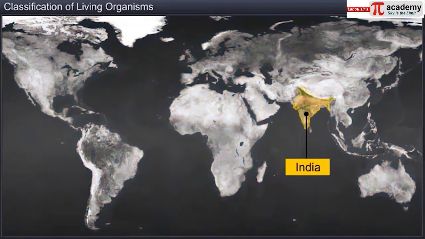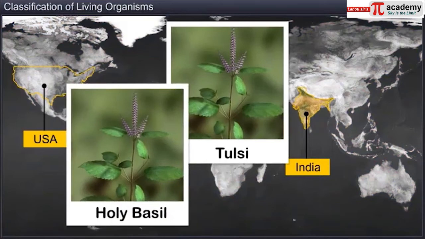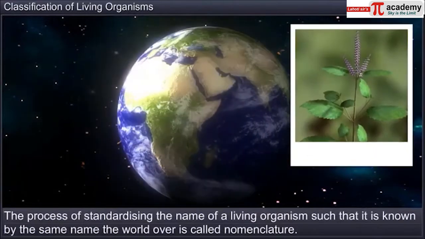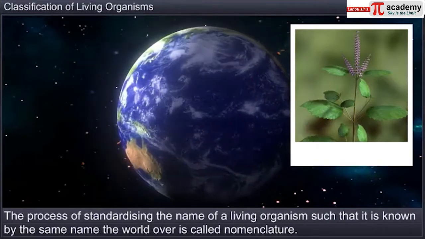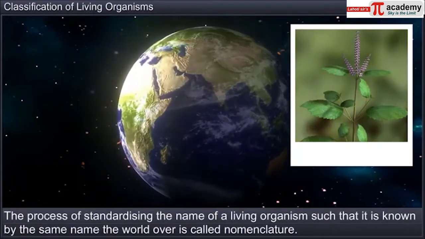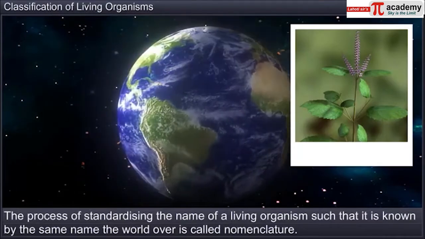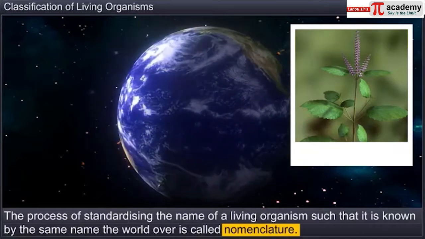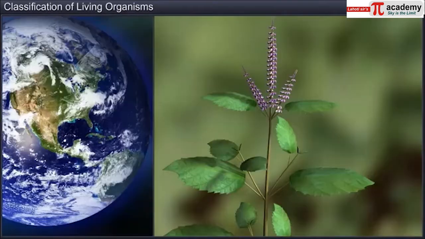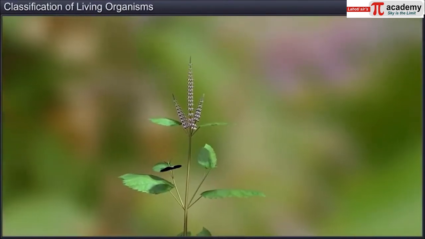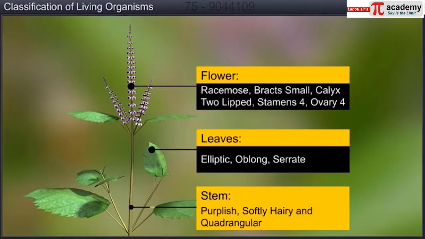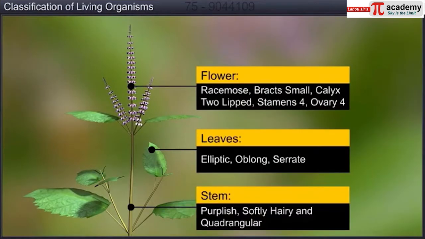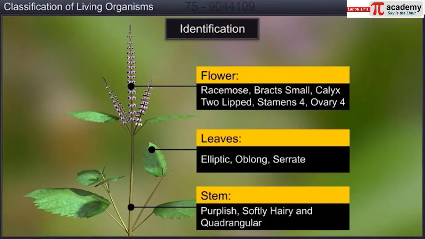It is common to find living organisms being known by different local names in different parts of the world. To avoid this confusion, the name of a living organism must be standardized such that it is known by the same name the world over. This process is known as nomenclature. However, to name an organism, we need to know its correct description and to what organism the name is attached to. This is known as identification.